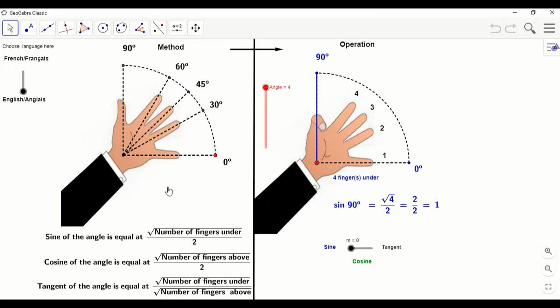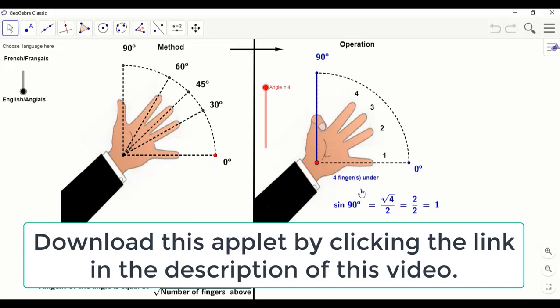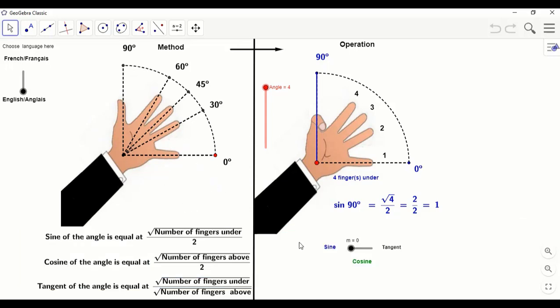So all I have here is just a simple demonstration using the Geogebra Classic software, and I designed this applet for you so that you can use it in your classroom anytime you want to teach your students trigonometric ratios of special angles. Instead of them memorizing it, why not use this applet to demonstrate it for them, and the understanding will be easy for them. So let me give you the demo of this applet so that you know how you can use it and you are good to go.